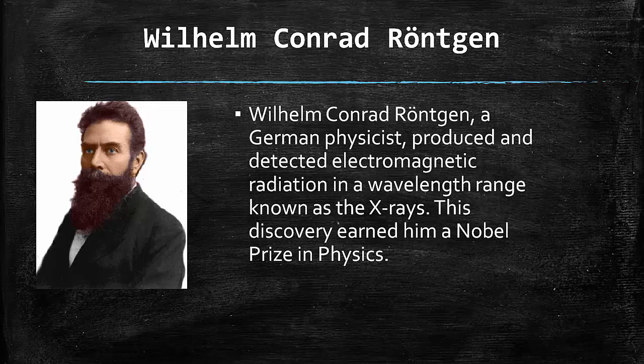Wilhelm Conrad Röntgen. Wilhelm Röntgen, a German physicist, discovered and detected electromagnetic radiation in a wavelength range known as X-rays. This discovery earned him a Nobel Prize in Physics.